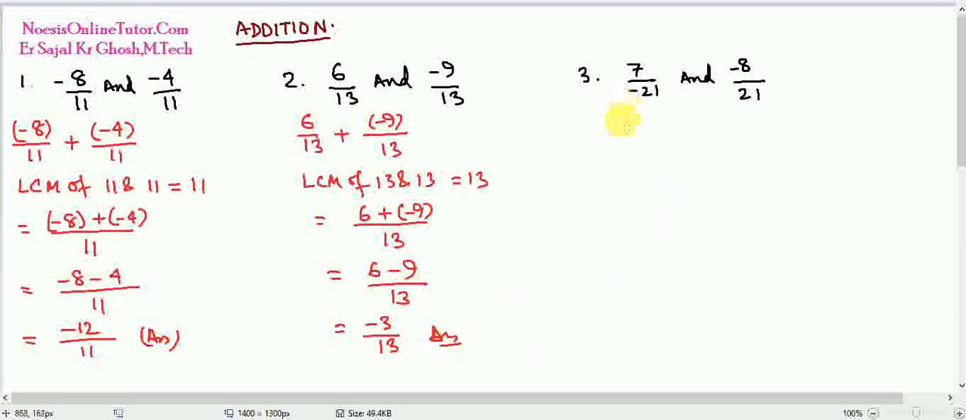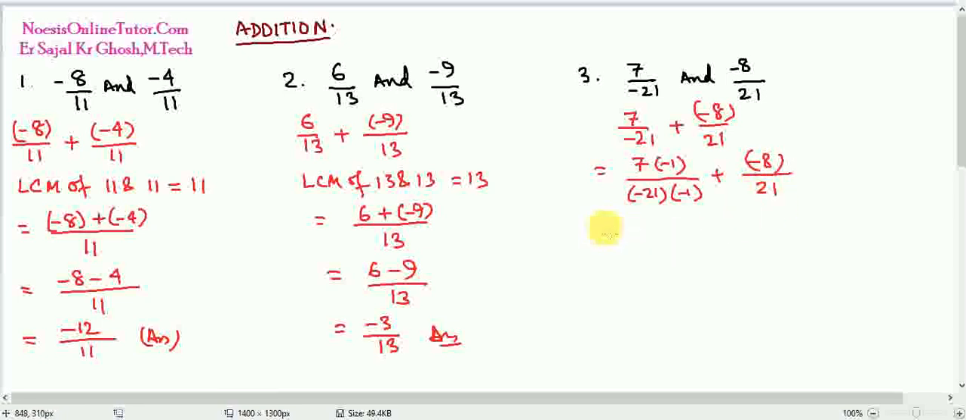Now third mathematics, 7/-21 plus -8/21. First I have to change the sign of denominator, as already shown in first video. How? By multiplying -1 to both numerator and denominator, so -7/21 plus -8/21. This mathematics now become similar to mathematics number 1. Okay.